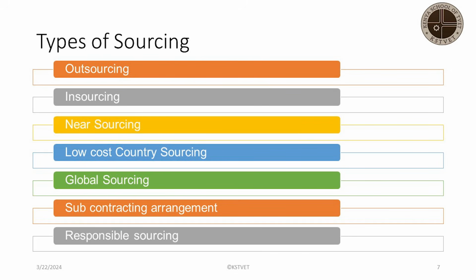5. We have global sourcing. So for global sourcing, the institution can advertise goods and services in international newspapers, and they'll invite potential suppliers from all over the world. Such works or services will involve large sums of money and may be technical in nature.